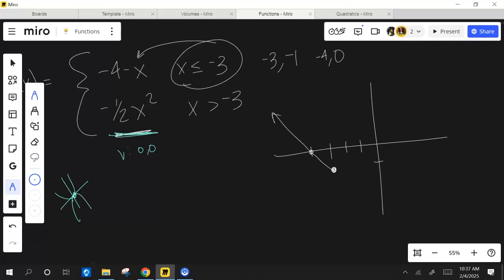So is 0, 0 within my domain of numbers here? Yes, it's right here, right? So I need to make sure that I include that. And now let's plug in my cutoff point.